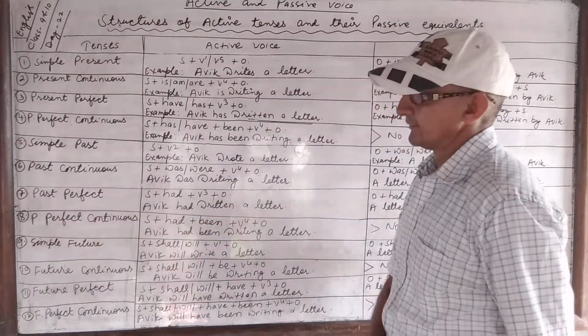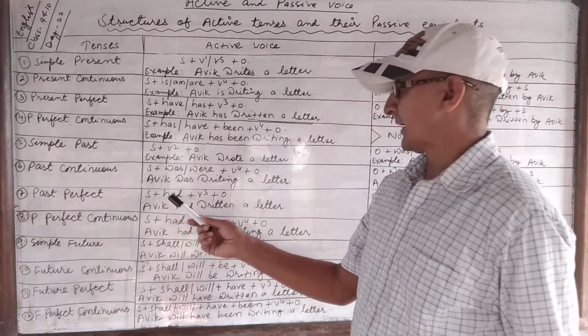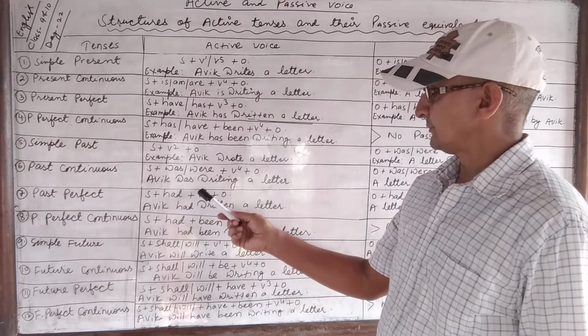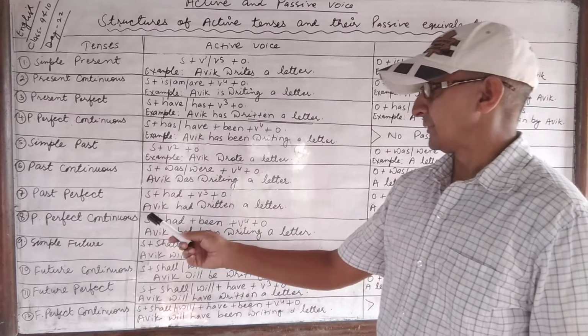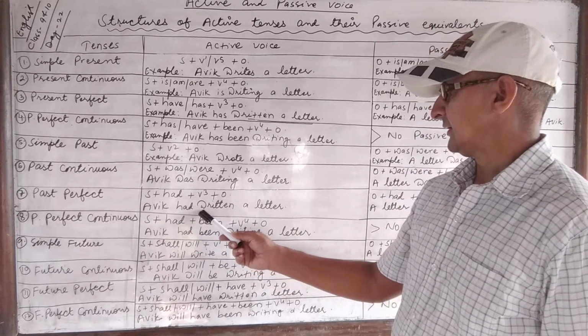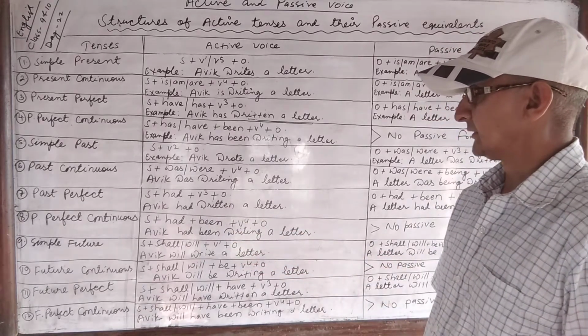Now next is past perfect tense. The next tense is past perfect tense. The structure of past perfect tense is subject plus had plus V3 plus object. Avik had written a letter. Avik is the subject, had, and then V3 past participle form of the verb, and a letter is the object.